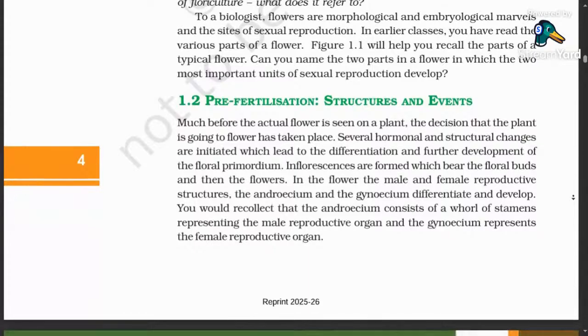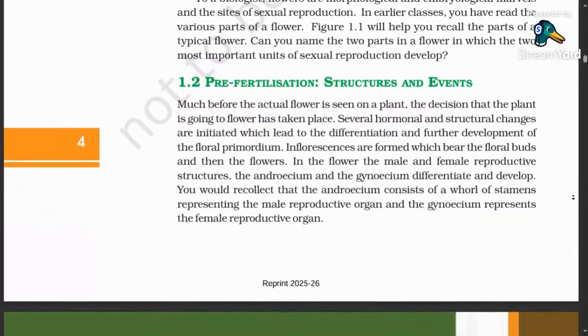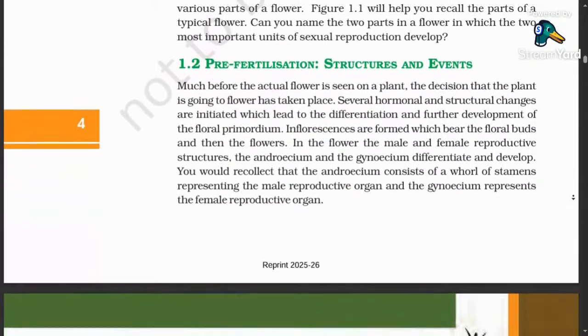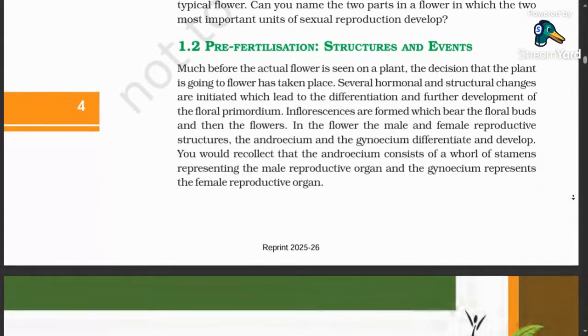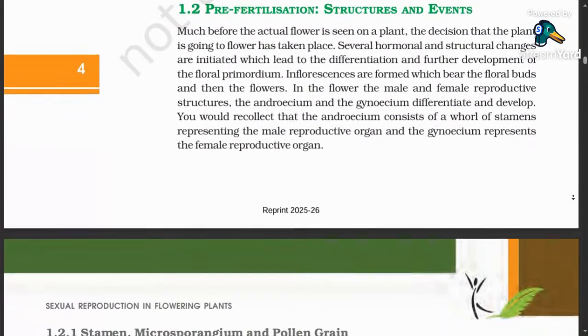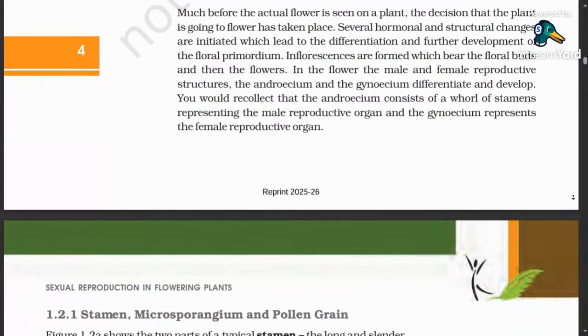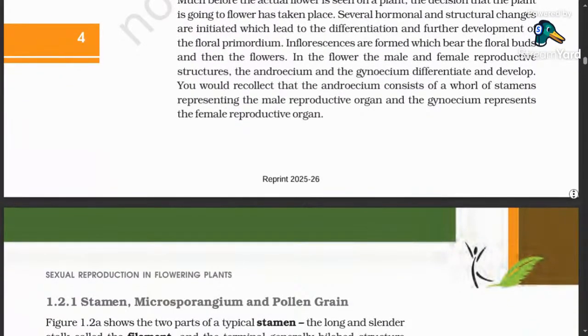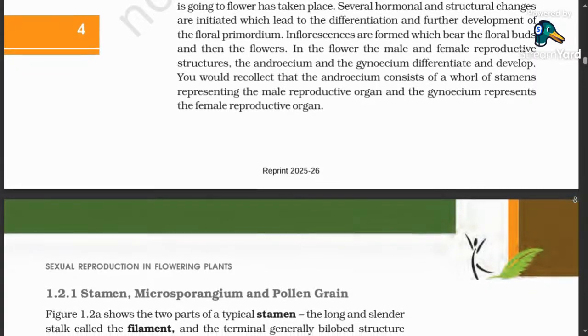Pre-fertilization, structures and events. Much before the actual flower is seen on a plant, the decision that the plant is going to flower has taken place. Several hormonal and structural changes are initiated which lead to the differentiation and further development of the floral primordium. Inflorescences are formed which bear the floral buds and then the flowers. In the flower, the male and female reproductive structures, the androecium and the gynoecium, differentiate and develop. You would recollect that the androecium consists of whorls of stamens representing the male reproductive organ, and the gynoecium represents the female reproductive organ.